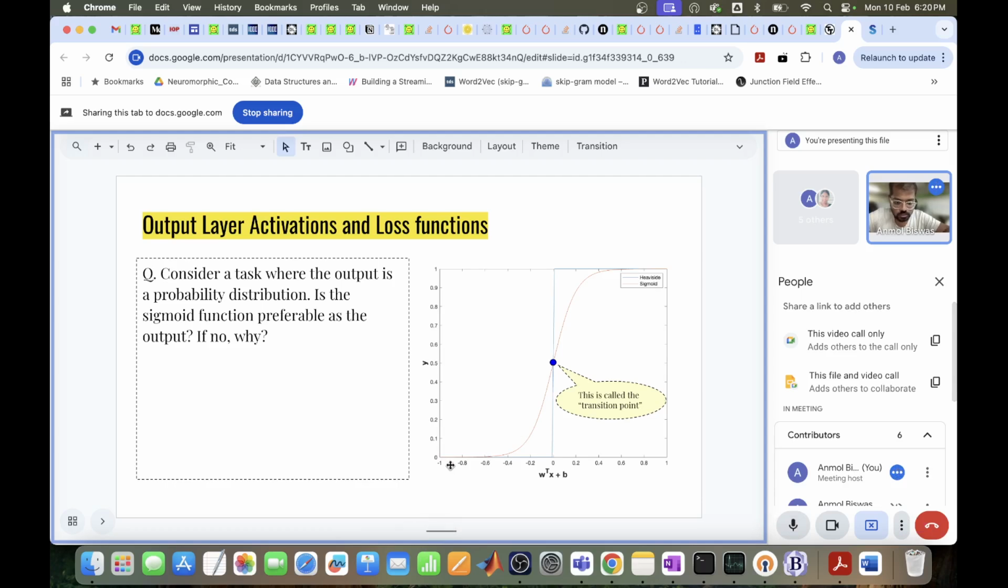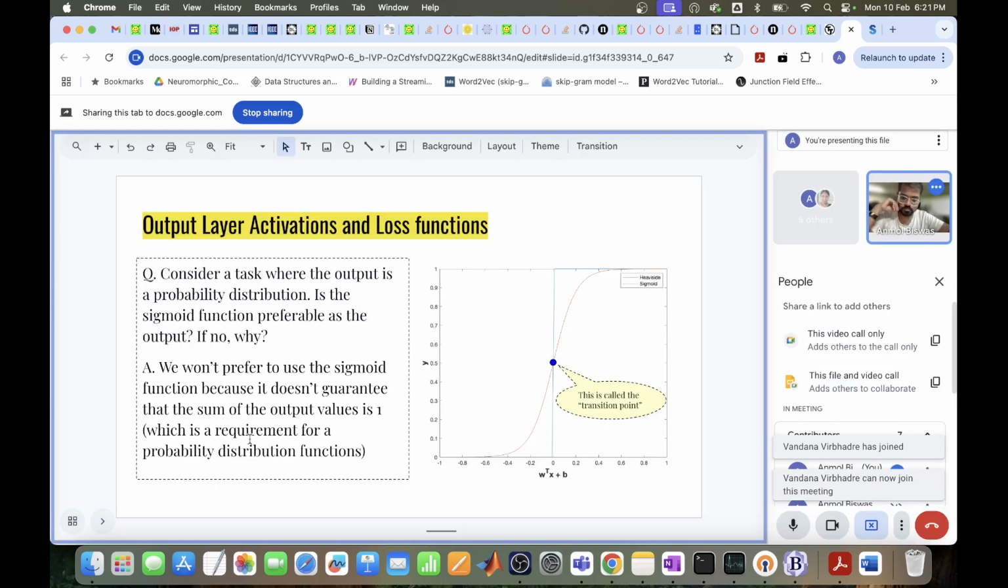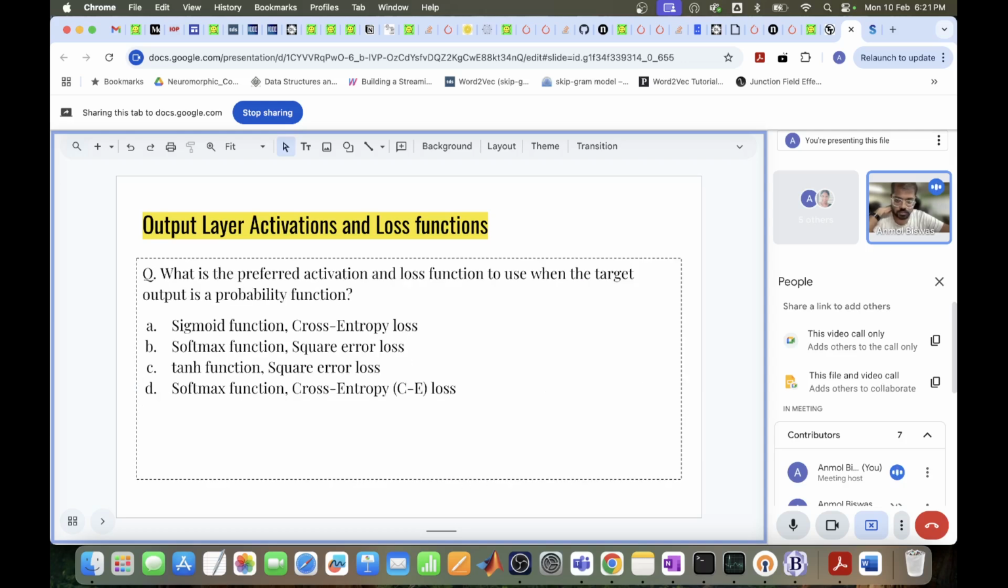Sigmoid values always lie between 0 and 1, but there is a second property of probability distribution functions, which is that all of the probability values should add up to 1. This is something that sigmoid does not satisfy by default. It is not a property that the sigmoid function is built to satisfy. So the sum of output values should be 1, and that is a property where this activation function actually fails.